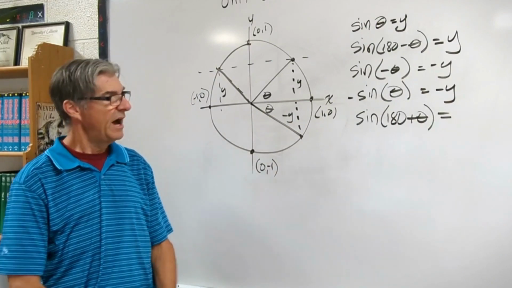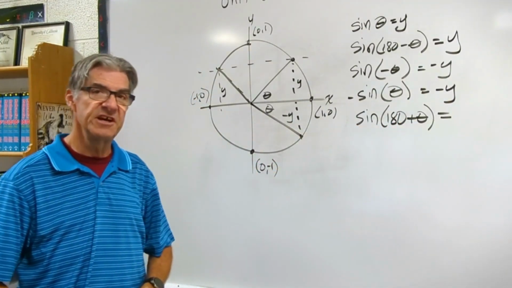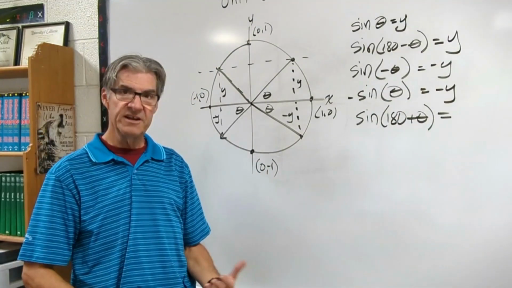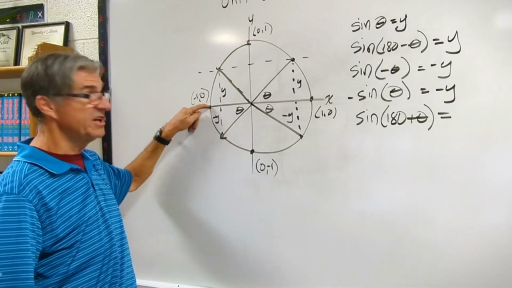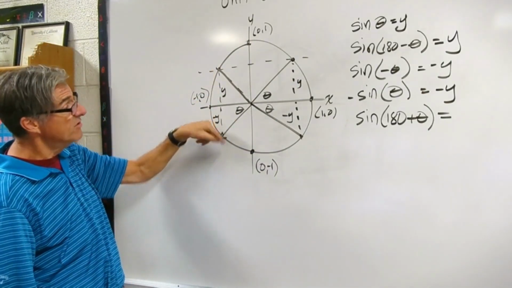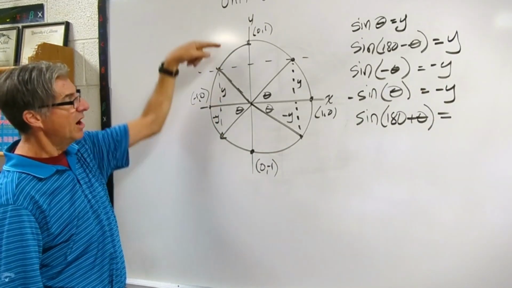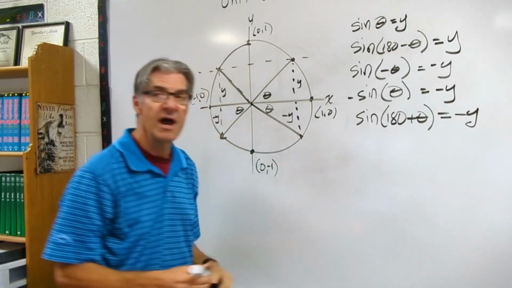One last one. How about sine of 180 plus theta? Pause the video and figure that one out. All right, so sine of 180 plus theta is, we're going to go 180, that puts us here. Theta more puts us here. Now that's the same amount down from the x-axis as we were up with our other theta. So this is just another one that's minus y.